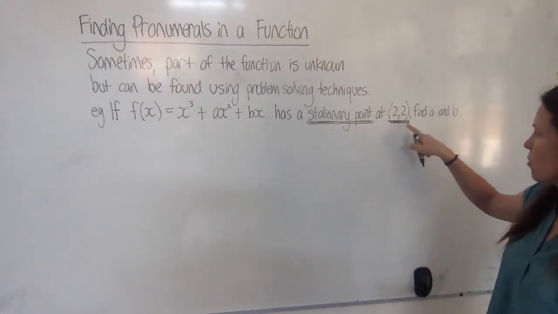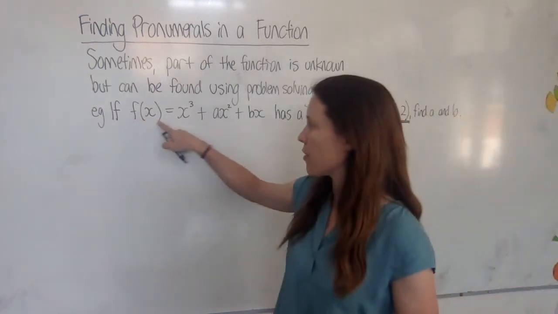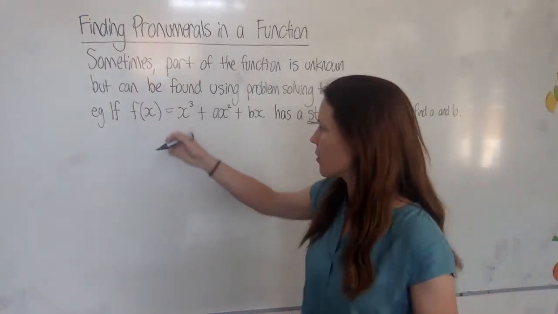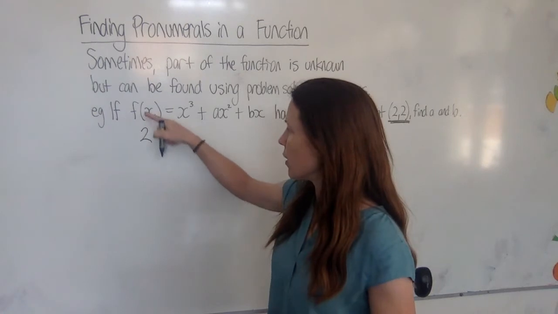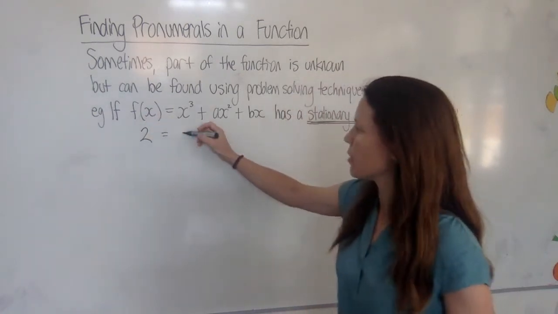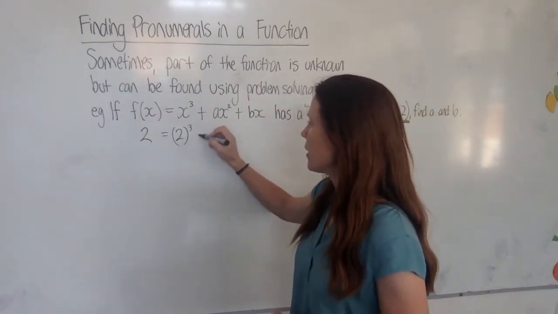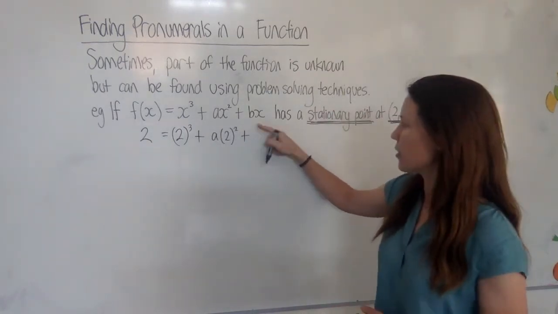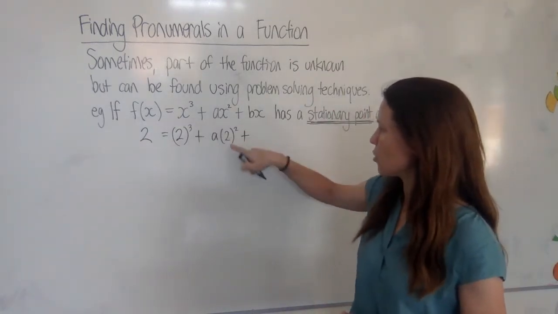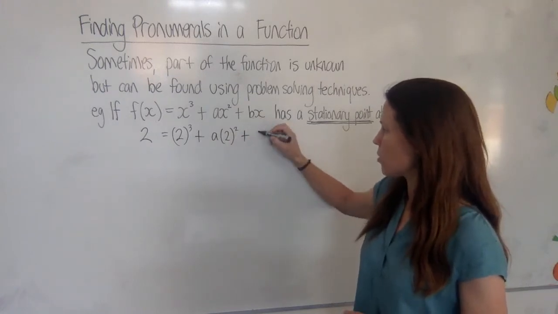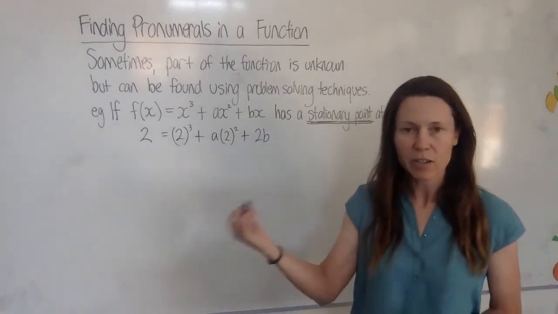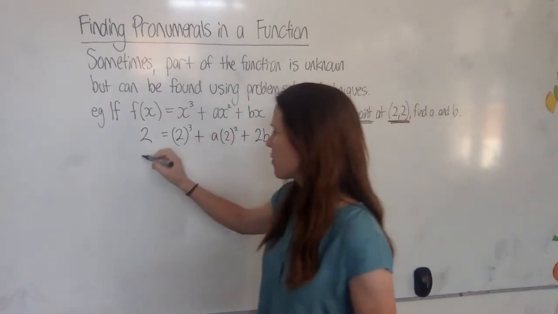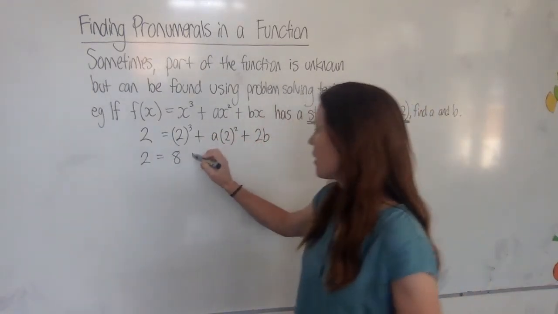When x is 2, y is 2. F of x is just y really, isn't it? So I can sub in 2 for f of x and also sub in 2 for x. Now be careful with your substituting here. I always write this line first. I've literally just subbed in a 2 for the x, and I've got b times 2, so that's 2b. And I don't do too many things at once. I can write that line very quickly, and then next I can tidy it up.